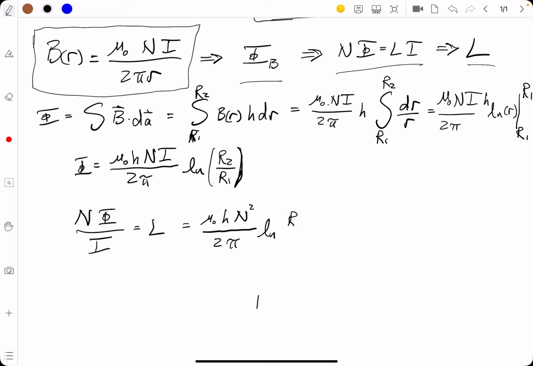R2 over R1, which should be the case, right? R2 is larger and R1 is smaller, and L is always positive. So that leaves us with the inductance that we need.